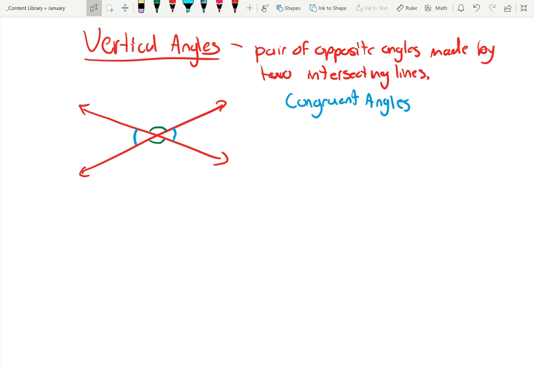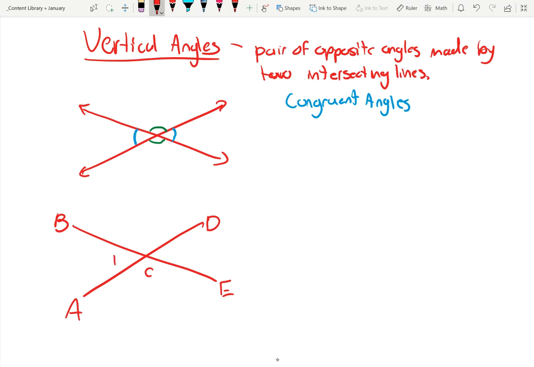So if we do a little bit of a math problem with it, just real quick to finish this video off, let me draw another pair of vertical angles. And let's put letters here. So let's say this is, for simplicity's sake, just A, B, C, D, E. So let's say this angle here is 48 degrees. Okay. So angle ACB is equal to 48 degrees. Then let's see if we can find out angle DCE.